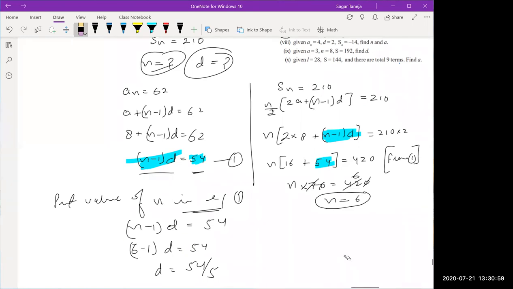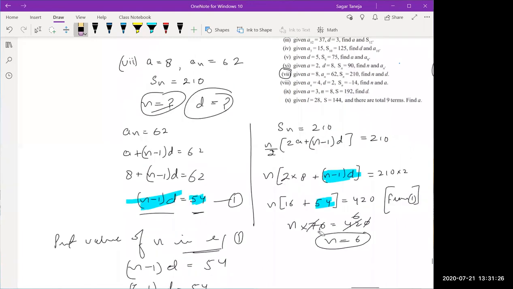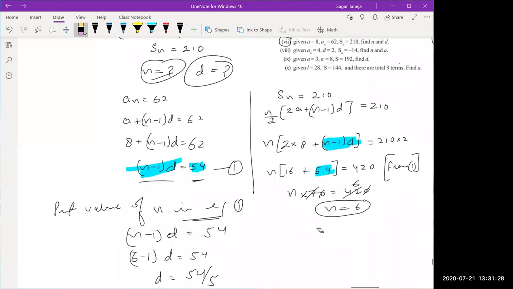Note it down. This is also done, seventh part. Eighth you need to do on your own because it is just like seventh. Then ninth, I am telling ninth and 10th.